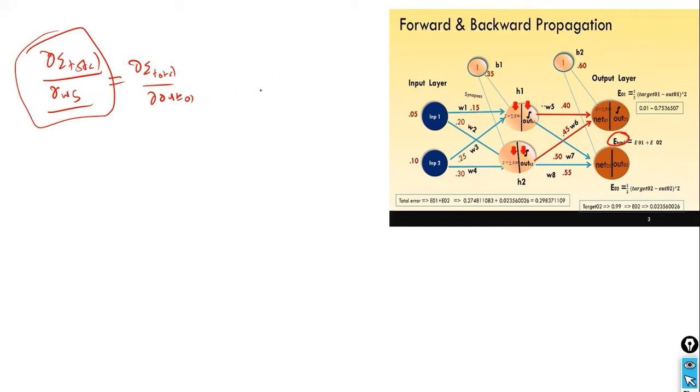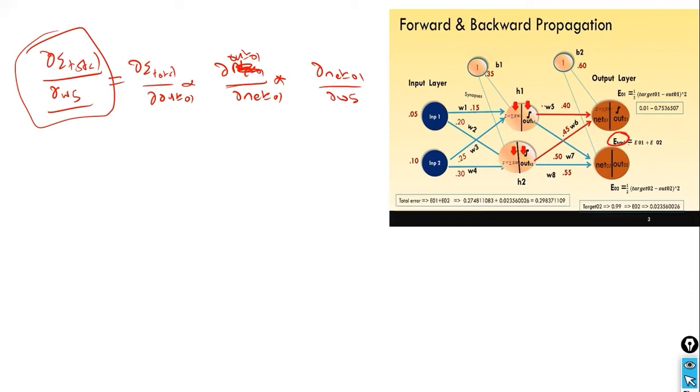And out o1 is depending on net o1, so we multiply by ∂net o1. Here, ∂out o1 is depending on ∂net o1, and this net o1 depends on W5, so ∂net o1 divided by ∂W5. If you look at only this part, you will be able to understand.